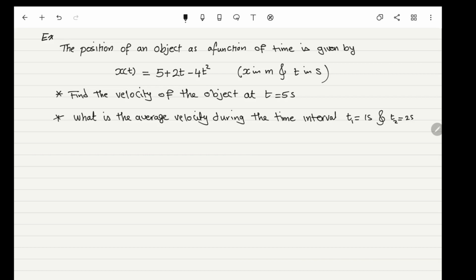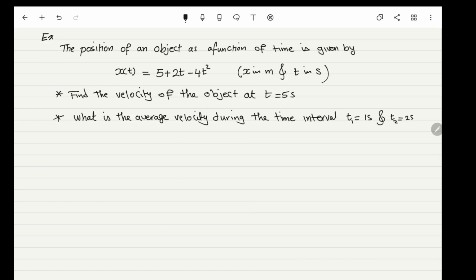Let's have another example. The position of an object as a function of time is given by this equation here, x of t equals 5 plus 2t minus 4t squared, where x is in meters and t is in seconds. Find the velocity of the object at t equals 5 seconds. And what's the average velocity during the time interval t1 equals 1 second and t2 equals 2 seconds.